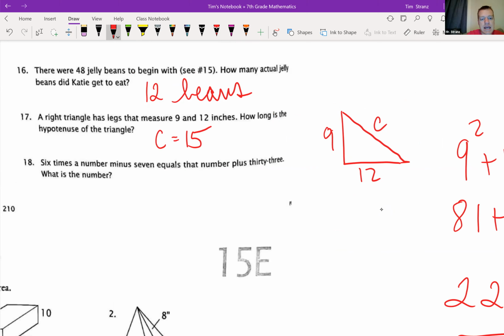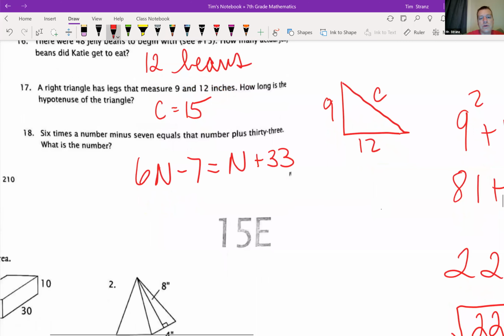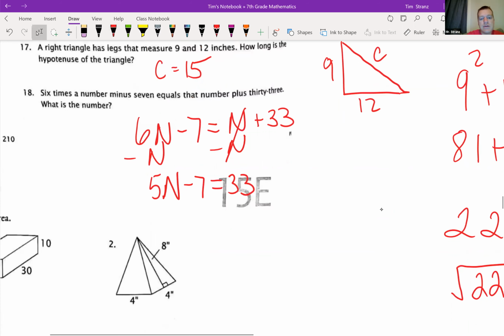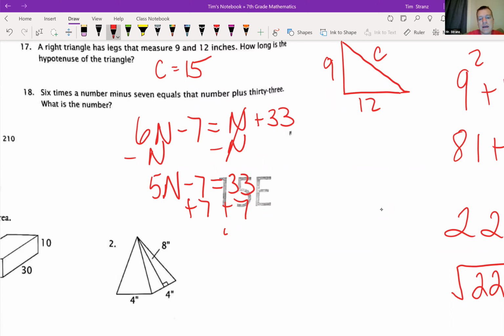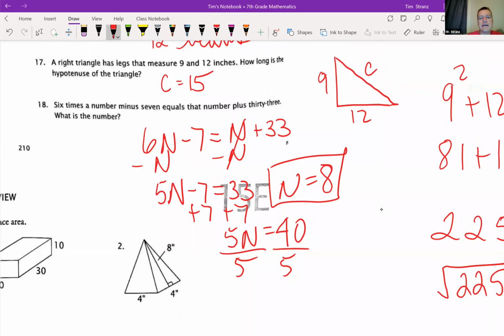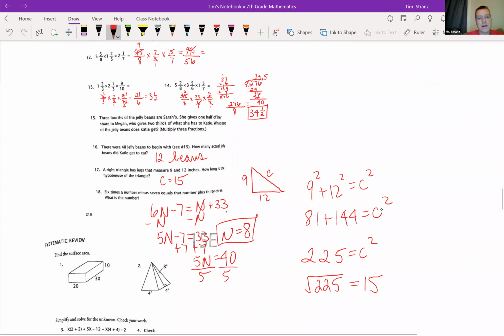And the last one, 6 times a number, so 6n minus 7 equals that number, which is n, plus 33. What is the number? Okay, so we need to get n by itself. I'm going to subtract it on this side, get rid of it, subtract it on this side. I'm left with 5n minus 7 equals 33. Okay, I'm going to add 7. That's going to be 5n equals 40. Divided by 5, n is going to equal 8. And that is 15D.